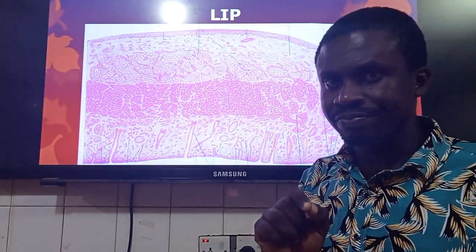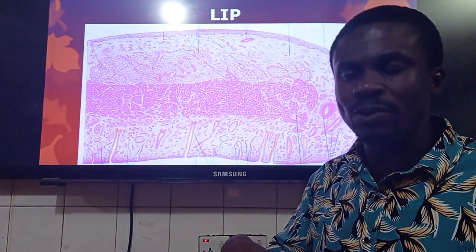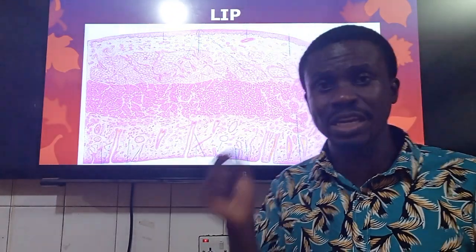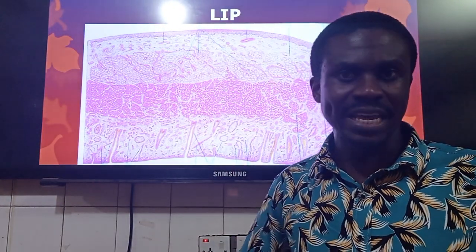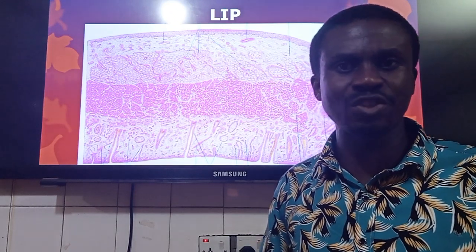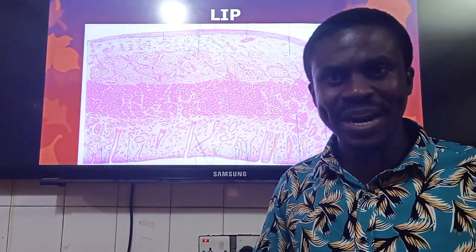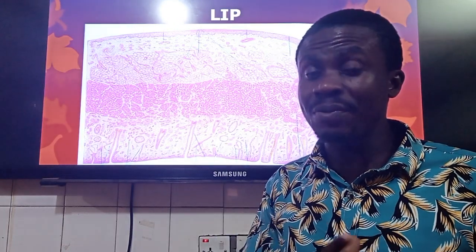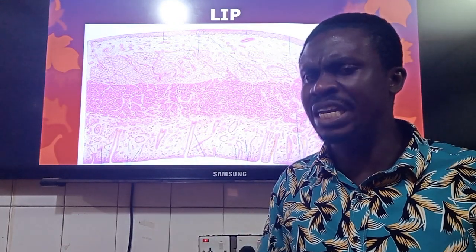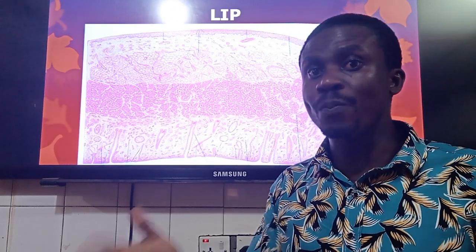Is that all? No. As far as skin is concerned, one other thing that we often see, which is associated with the hair follicles, is something called sebaceous glands. One thing we know about sebaceous glands is that they are simple branched alveolar glands, which may be associated with hair follicles, or sometimes they may open independently and not open into a hair follicle.